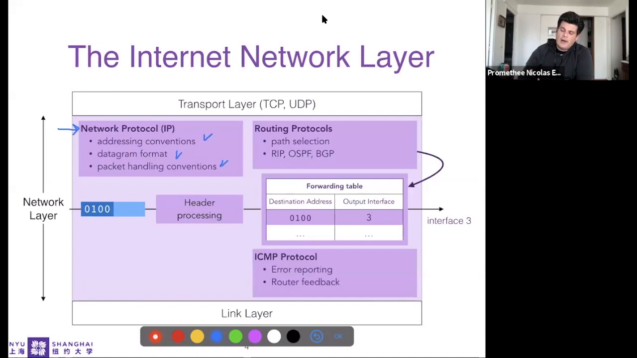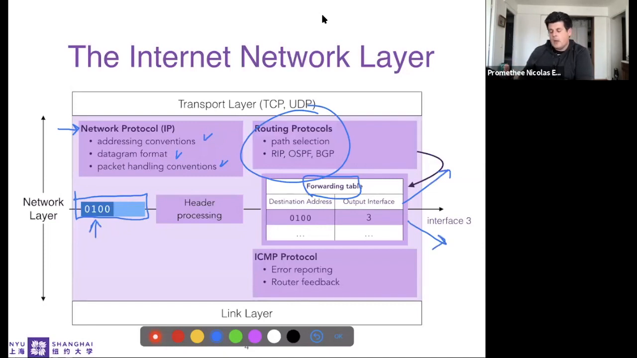On top of this, we have the routing protocols. Why? Because when we receive a packet, with a destination address, we need a table. And the forwarding table is basically, out of all the interfaces of a node, we're going to know on which one we should forward the packet, right?